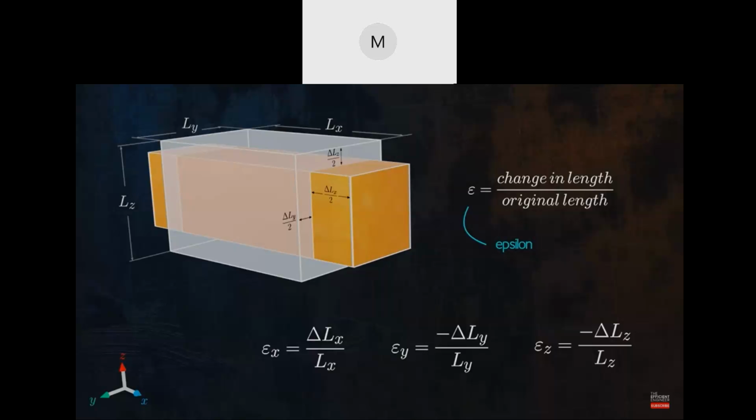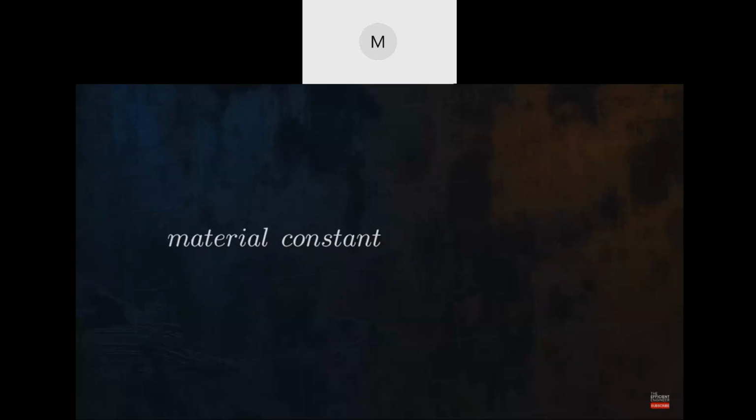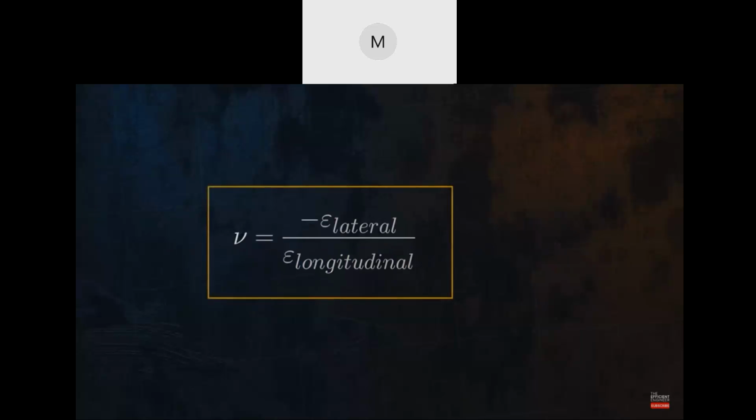When we apply our longitudinal load, it turns out that the resulting strains in the lateral directions are equal. And here is the interesting part. They are proportional to the strain in the longitudinal direction. The ratio between the longitudinal strain and the lateral strain is actually a material constant. You might have guessed it by now, but we denote this material constant with the Greek letter nu, and we call it Poisson's ratio.